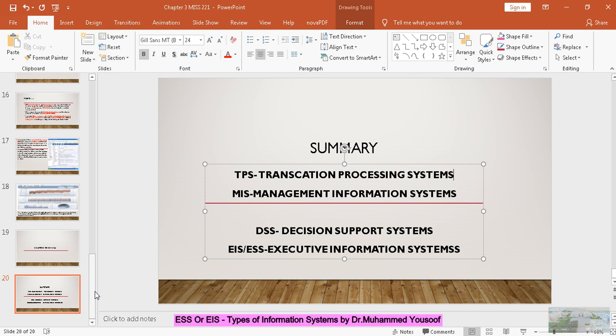This slide which I put now is only about the executive information system. Already we have put the recordings for the other three systems. Please review them and try to see them.